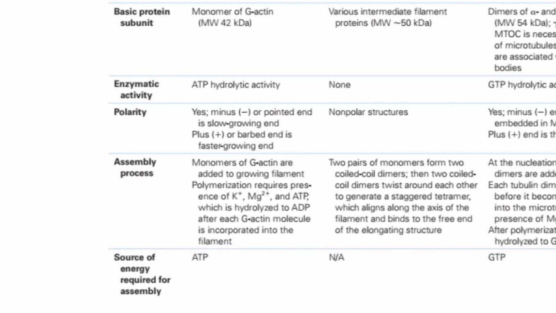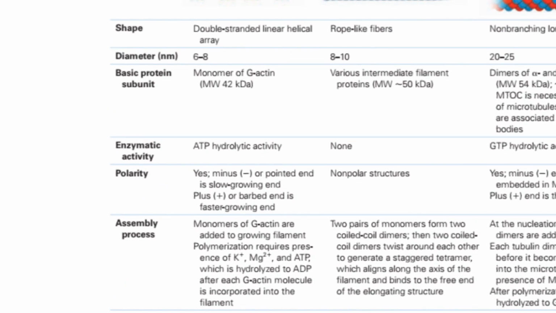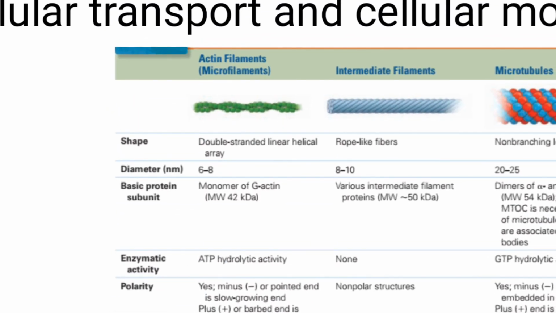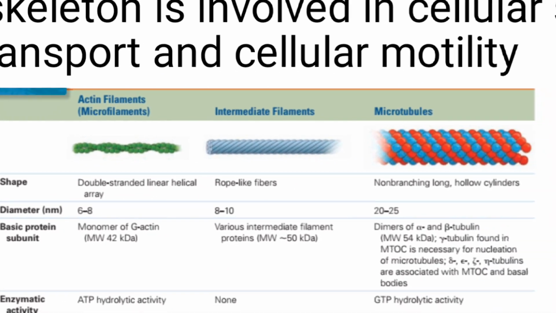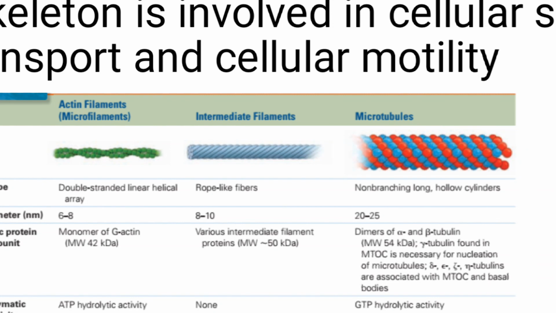cytoskeleton filaments. You have microfilaments, the smallest type of filament. You have intermediate filaments and microtubules. Microtubules have the largest diameter, microfilaments have the smallest diameter. And then intermediate filaments lie somewhere between microtubules and microfilaments in diameter.